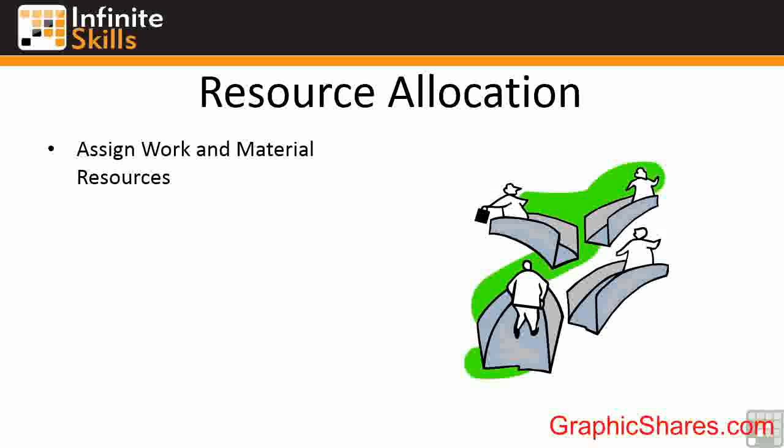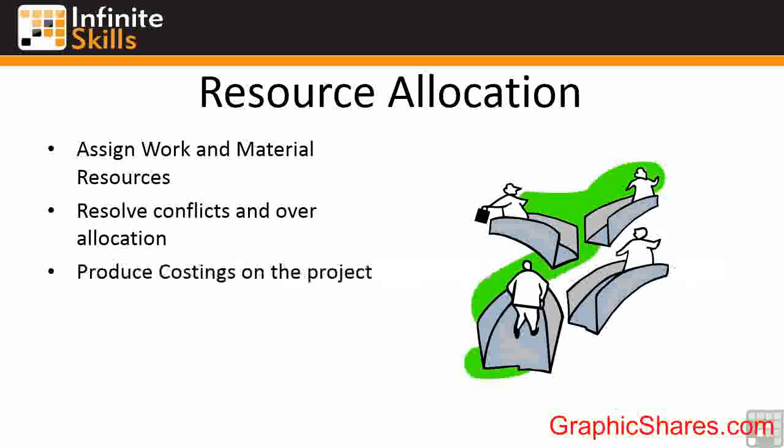So you assign your work and material resources, and then any conflicts arise. Now there will be no conflicts with material resources because the assumption for material resources is that they are infinite, but work resources could conflict in that you're trying to use the same person or number of people at the same time. So those conflicts would need to be resolved. And if there's an over-allocation, that over-allocation needs resolving too. Now, when it comes to resolving over-allocation, Microsoft Project can help out. Once you have all your conflicts resolved, you'd then be able to produce the final costings for the project.